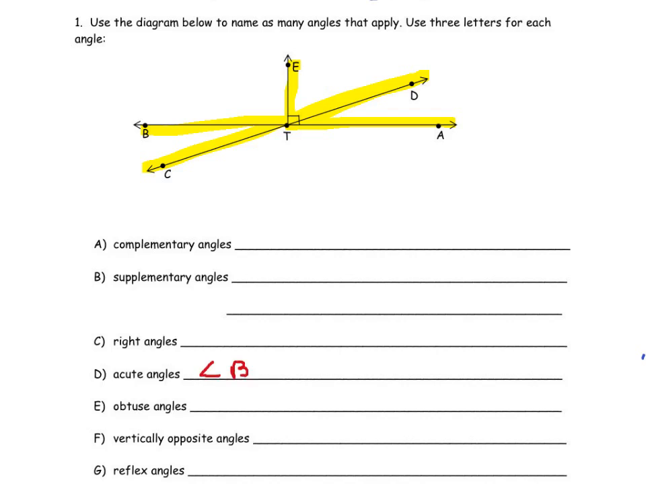So angle BTC, of course you could also say it as angle CTB, angle ETD, and angle DTA. Any one of those angles can be said backwards or forwards. The most important part is that the letter in the middle, which is called the vertex, where the 2 lines meet.